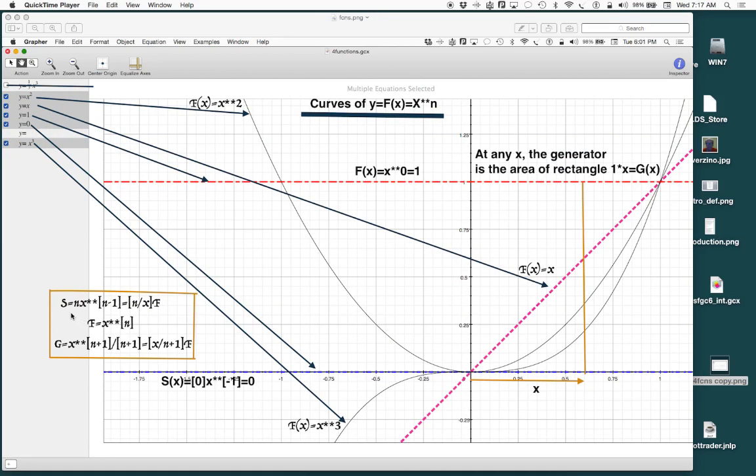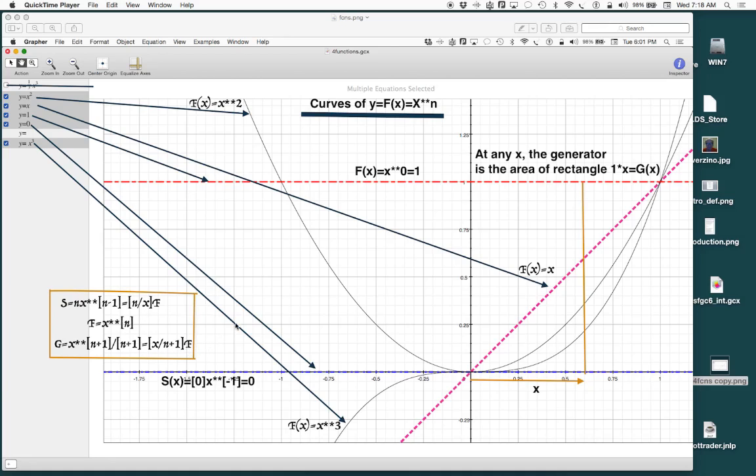These are the set of equations that we use. F of x equals x to the n. The slope is equal to n divided by x times the function. And the g, or the generator function, is x over n plus 1 times the function.